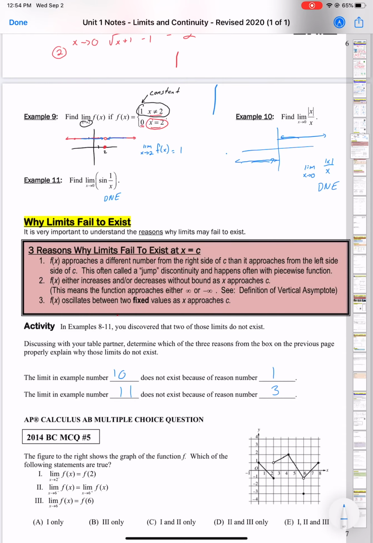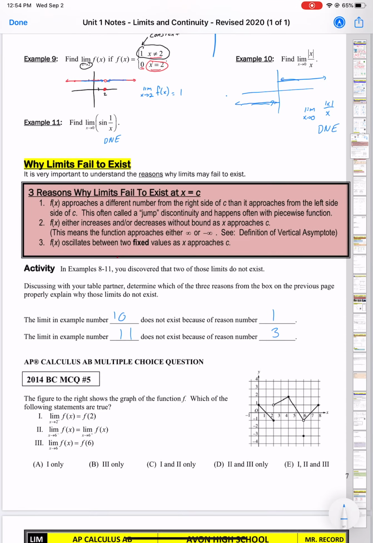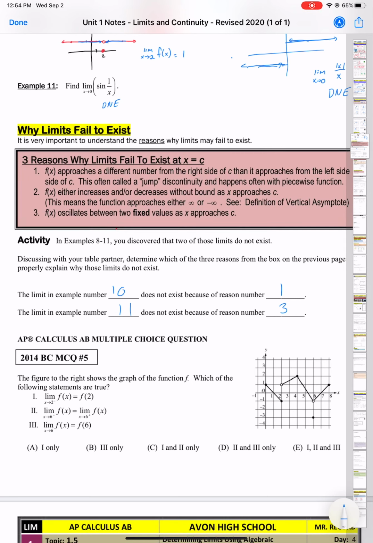All right, last thing to look at today is a multiple choice question from the AP exam on limits. The figure to the right shows the graph of a function f. Which of the following statements are true? Statement 1, the limit as x approaches 2 from the left of f of x is equal to f of 2. Statement 2, the limit as x approaches 6 from the left of f of x is equal to the limit as x approaches 6 from the right of f of x. And statement 3, the limit as x approaches 6 of f of x is equal to f of 6. So again, please pause the video, try to answer this multiple choice question, and then press play when you're ready to check your answer.